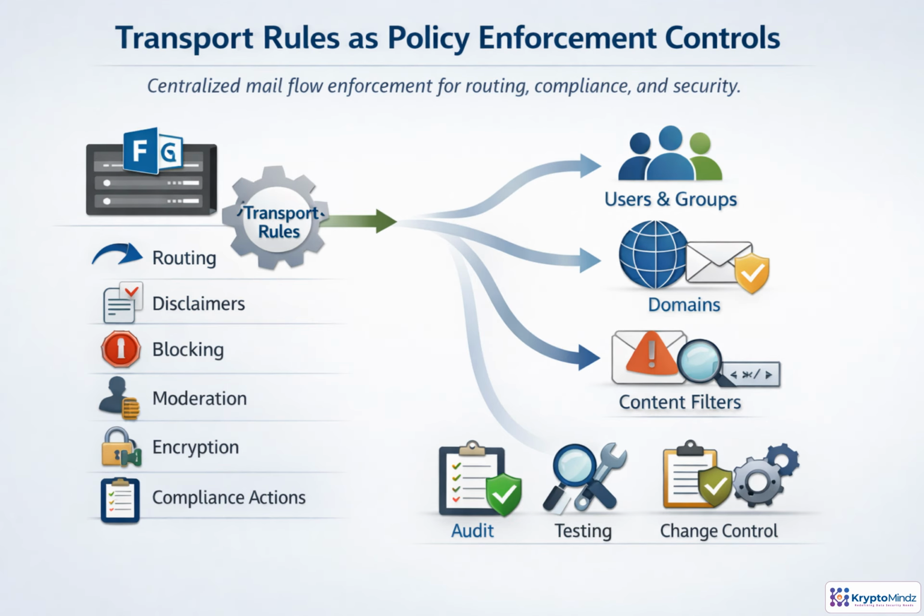Transport rules sit directly in the mail flow path, which makes them powerful policy controls. Messages can be evaluated against conditions such as sender, recipient, domain, sensitivity label, headers, or content patterns. When a match occurs, Exchange can route, block, redirect, add a disclaimer, require moderation, trigger encryption, or notify compliance teams. Precision is critical. A broad rule can interrupt normal business or create unexpected loopholes. Treat these rules like production controls. Document the owner and purpose, test before rollout, review audit results, and use change control for updates.